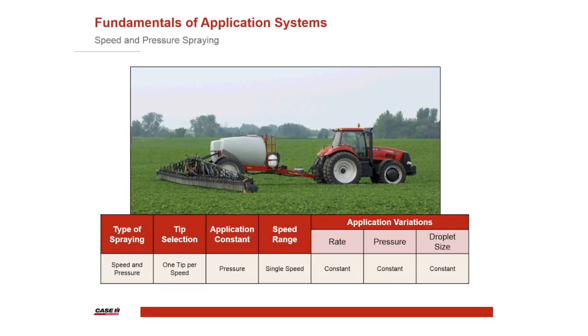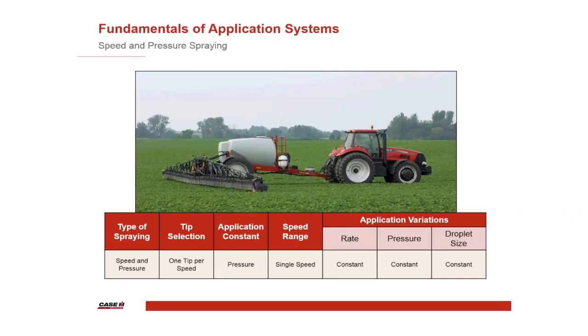In order to understand AIM Command and AIM Command Pro, we need to understand where application systems started. Speed and pressure spraying is one of the first efforts toward a higher quality application. Speed and pressure spraying operates under the assumption that as long as my speed and my pressure stay constant, I can expect to keep my rate, pressure, and droplet size all relatively consistent. As long as speed and pressure stayed constant, this worked well.